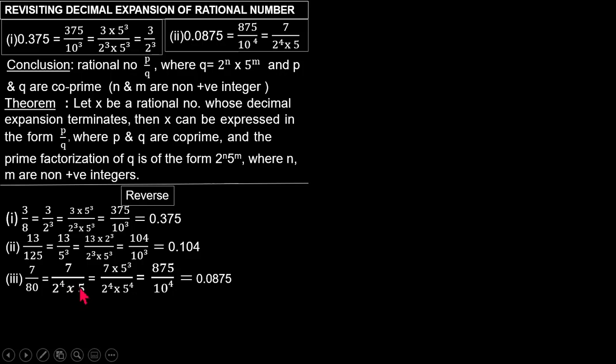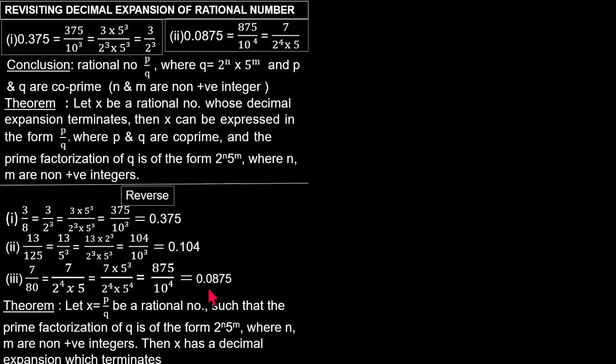So to make it 10 raised to power 4, we have to make it 5 raised to power 4. So we have to multiply it by 5 cube. So in the numerator also we multiply by 5 cube. Now the denominator is 10 raised to power 4, and this 5 cube into 7 is 35. So this is 0.0875.